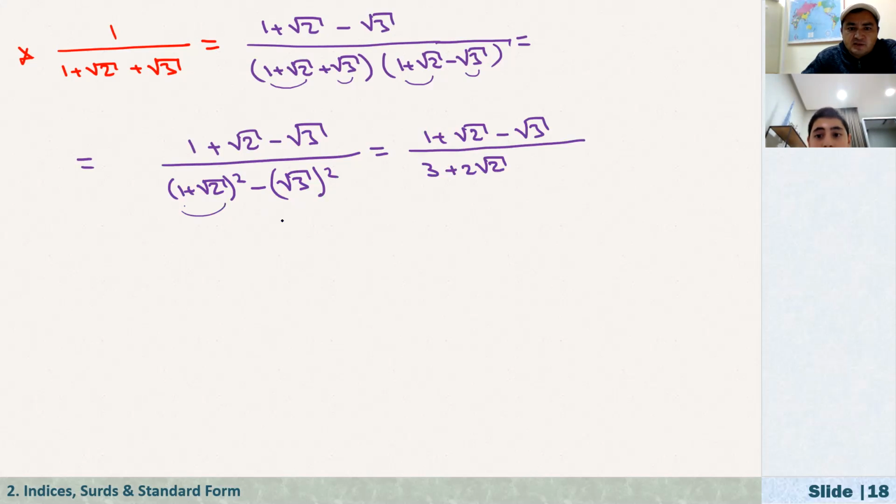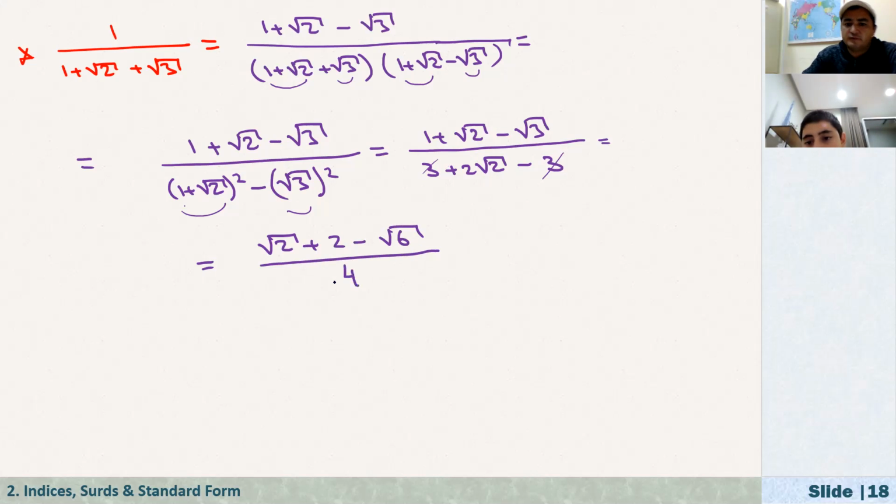This part, if you expand this, how about this one? It is minus 3. So now 3 is gone. Again, I multiply numerator and denominator by square root of 2. Okay, now what do we have here? Here we have square root of 2 times square root of 2, that is 2, minus square root of 6, over what we have here? Here we have 4.